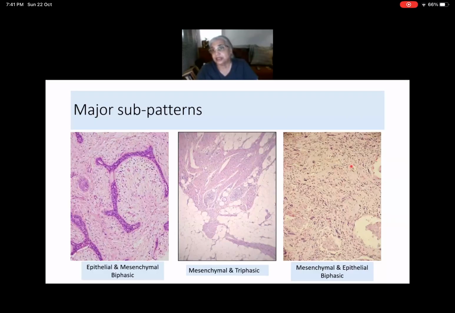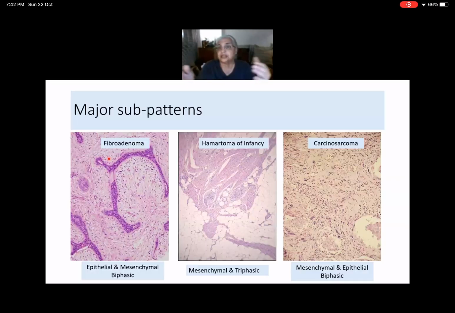And here there is mesenchymal and epithelial, biphasic. You see the epithelium here, you see the epithelium here, you see the epithelium here, you see epithelial cysts over here, and the rest of this is all looking spindly and stellate. So this is a mesenchymal pattern. Do you agree with me, all of you? Yes, a mesenchymal pattern. But it is now combined with an epithelial pattern, and you know what the diagnosis on the left-hand side is? It's a fibroadenoma. This is a fibrous hamartoma of infancy, and that is a carcinosarcoma.